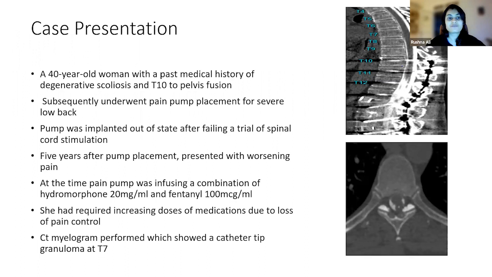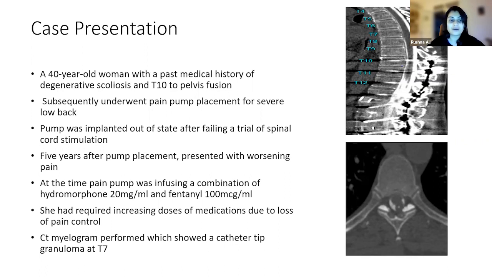So we have a case of a 40-year-old woman who has a past medical history of degenerative scoliosis and a T10 to pelvis fusion, as you can see from the CT scan over here. She subsequently underwent pain pump placement for severe low back pain. This was implanted outside of her current residence state after failing a trial of spinal cord stimulation and several other conservative measures. 5 years after pump placement, she presented with worsening pain.